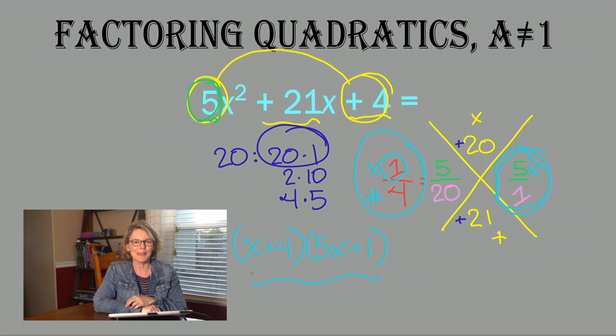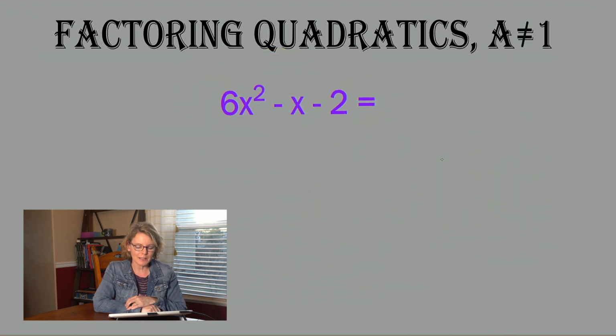Great job sticking with it. Let's do another example. We have 6x squared minus x minus 2. Let's remember the steps and what we need to do. Go ahead and draw our x, and don't just put this negative 2 on the top. We're going to multiply the first and last terms, keeping that negative sign with it.